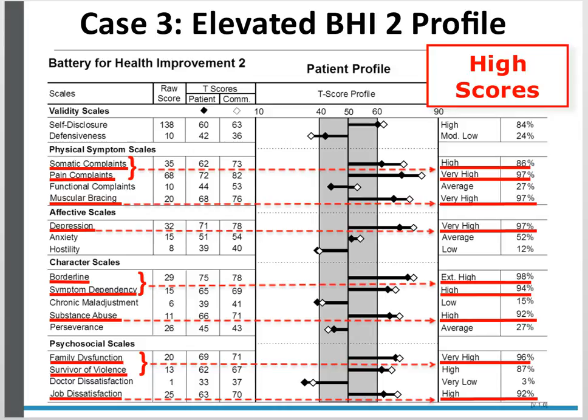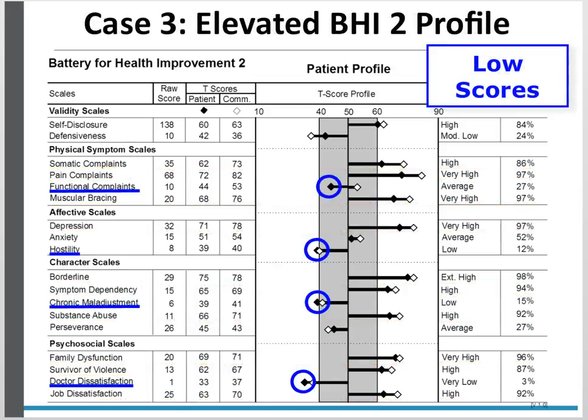There was a history of substance abuse. There was a high level of family dysfunction, a high level of survivor of violence, that's adverse traumatic experiences, and a high level of job dissatisfaction as well. Now, this had previously been a sterling employee, but it turns out there were conflicts over her light-duty restrictions, and this had soured her relationship with her employer.